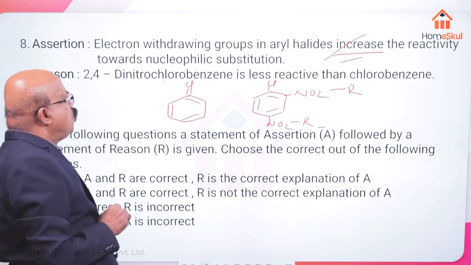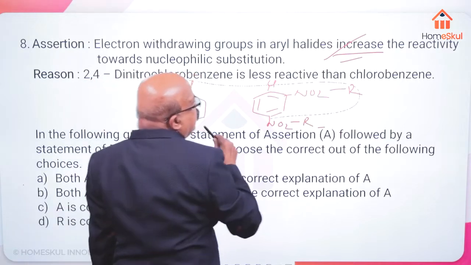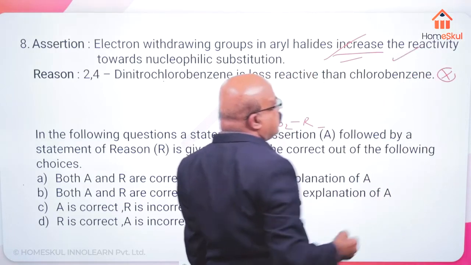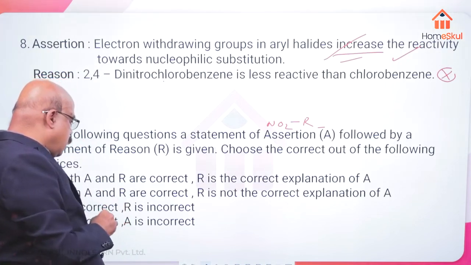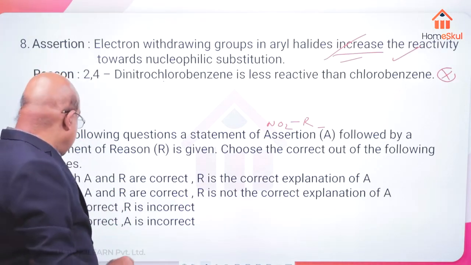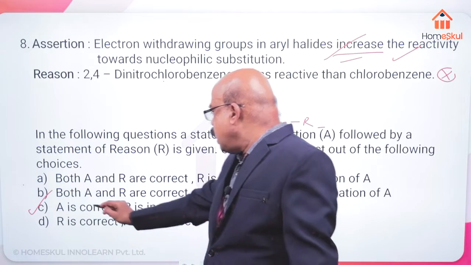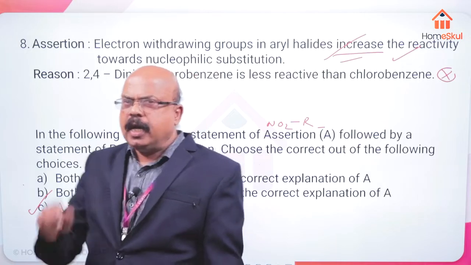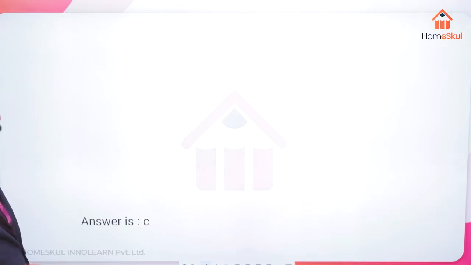Here what is given is that 2,4-dinitrochlorobenzene is less reactive. This is a wrong statement. The first statement is correct. That means assertion is correct, reason is incorrect. So here your option is C. Assertion is correct, reason is incorrect. So the correct option of this question is option C. Okay. Next one.